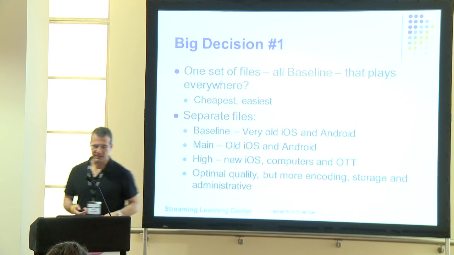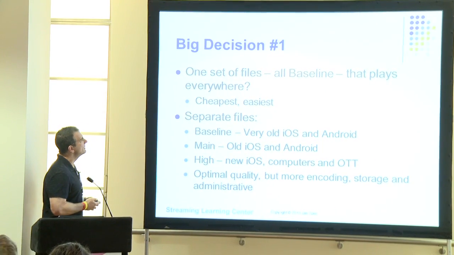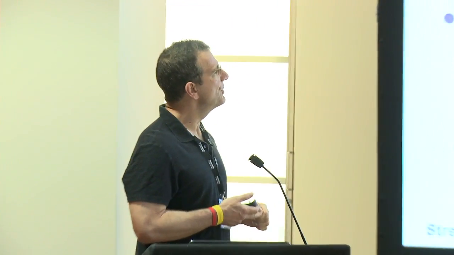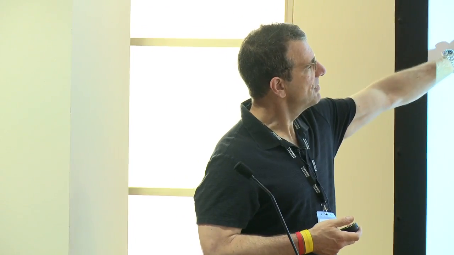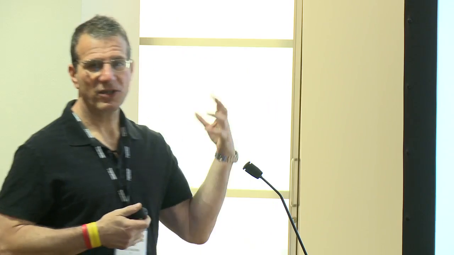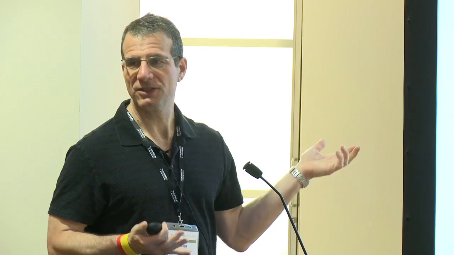So that kind of sets up the big decision. Do you produce one set of files, all baseline, that plays everywhere, which is cheaper and easier? Or do you produce separate files, using the baseline, main, and high profile, separated for your different target platforms? So on one consulting project a few months ago, I looked at this question for a client who was converting DVDs over to adaptive streaming files. So they're starting out with SD video, and I went through the chart, and he's like, well, how much difference in quality is there?